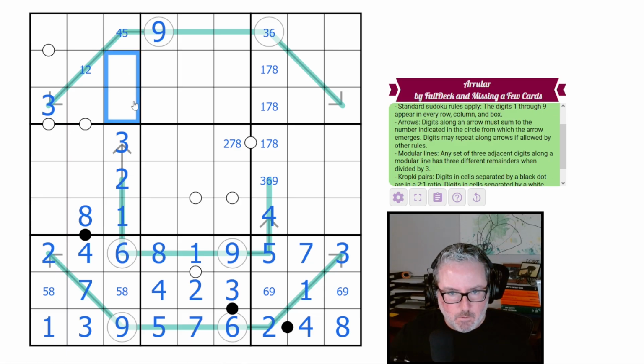Could we do anything more with this column that could start to break? Oh wait, this 3 here means this is a 4 because it can't go down to a 2.